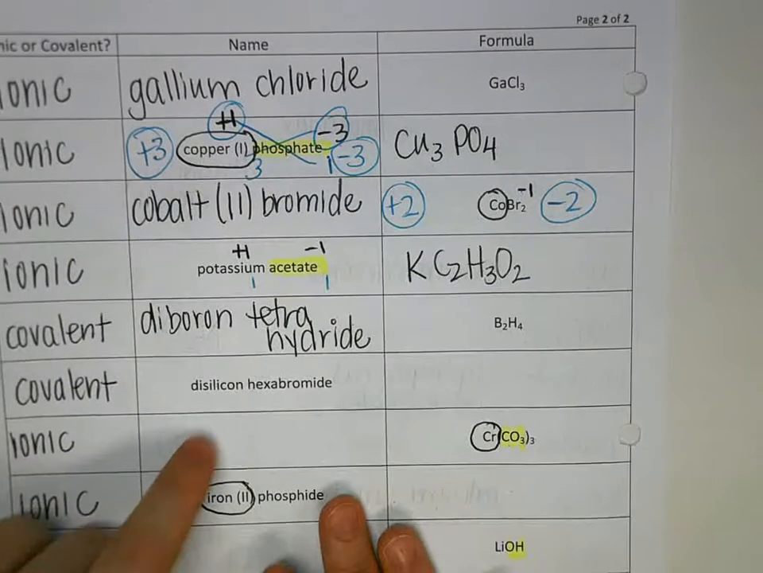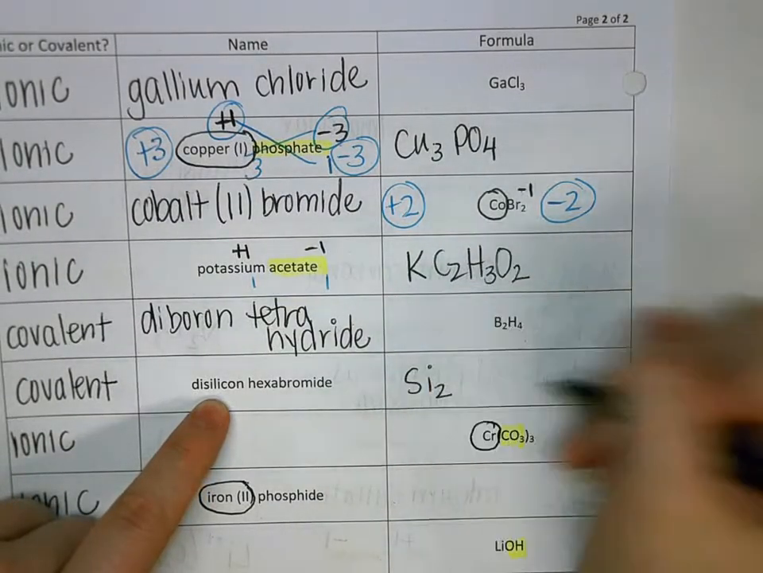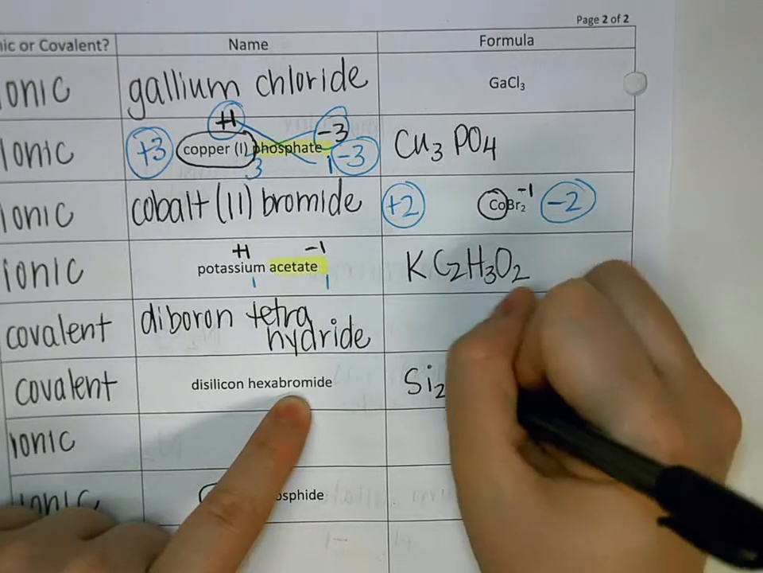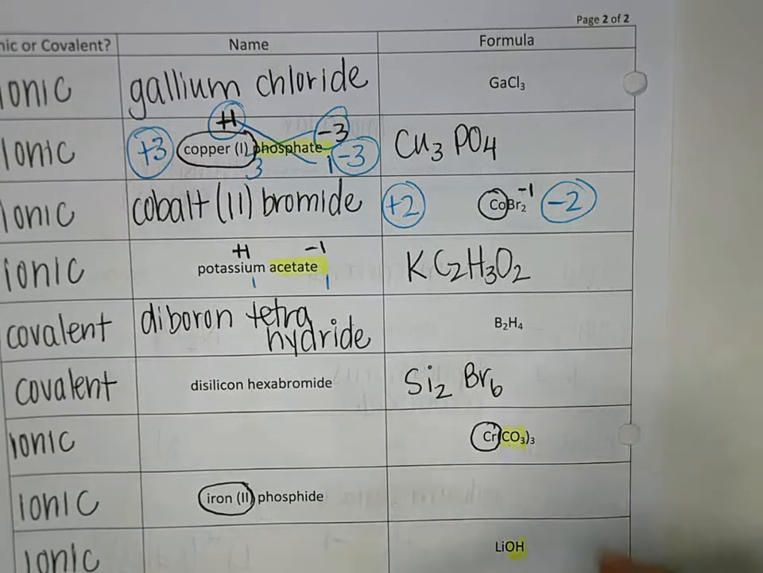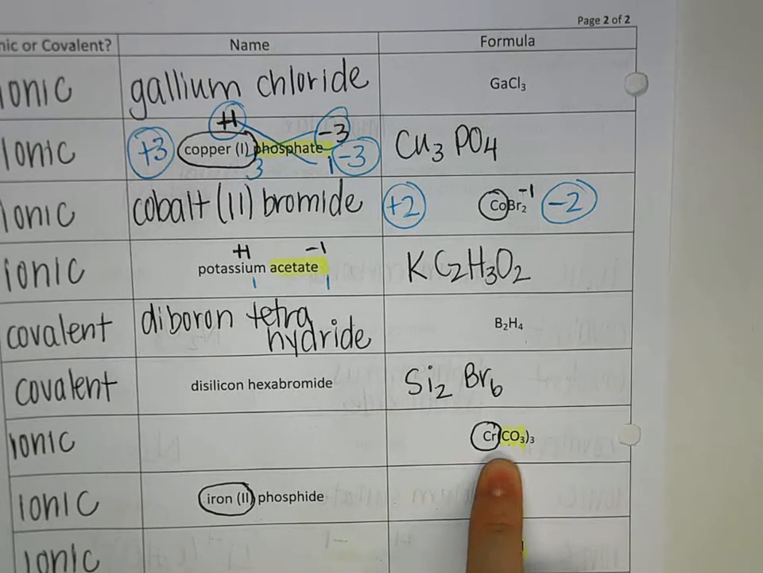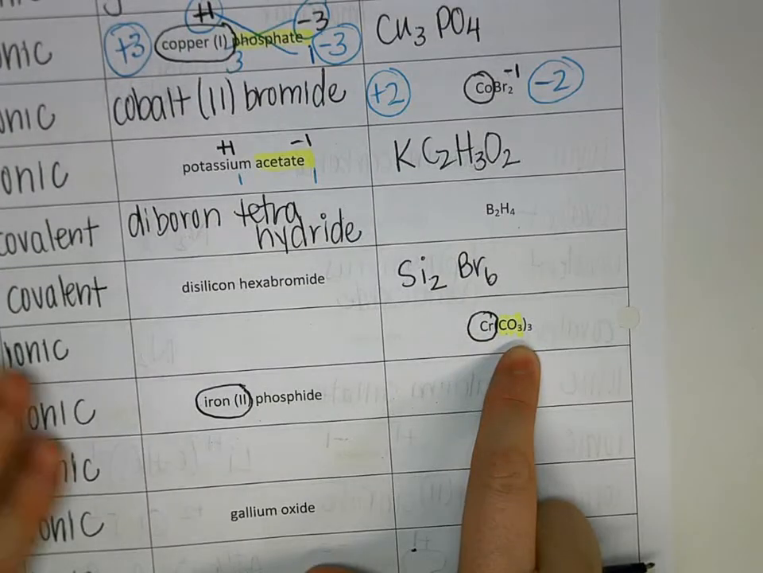Disilicon hexabromide. So silicon is Si, there's 2 of them. Bromide is Br, and there's 6 of them. Disilicon hexabromide. Here I've got another ionic compound with a transition metal and a polyatomic ion.